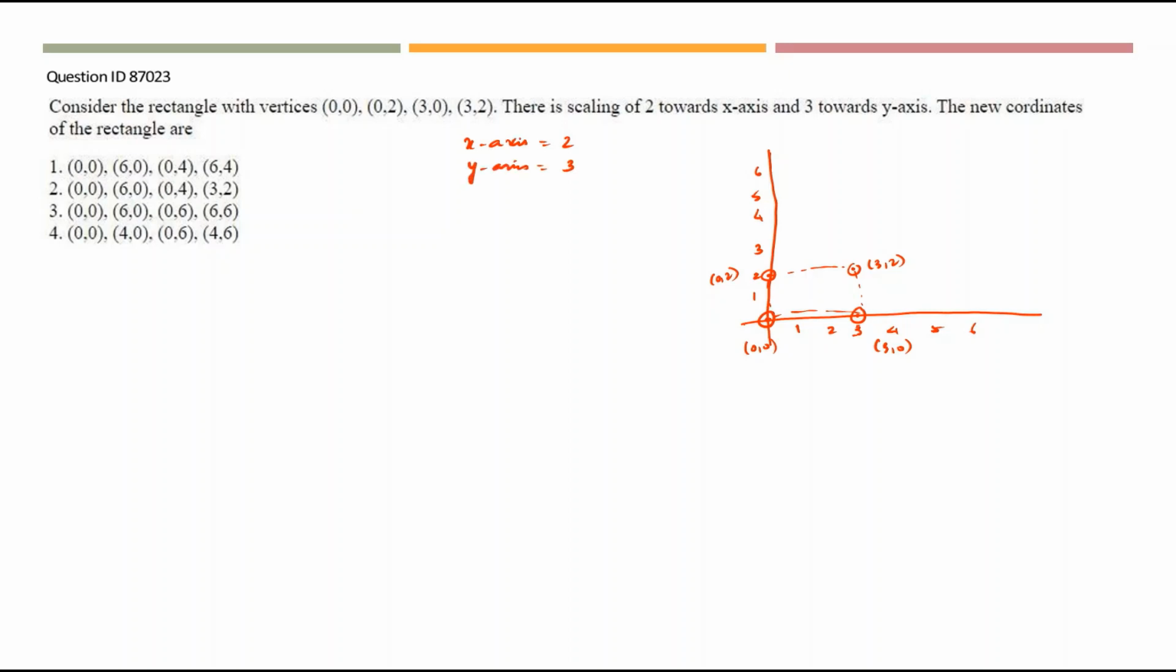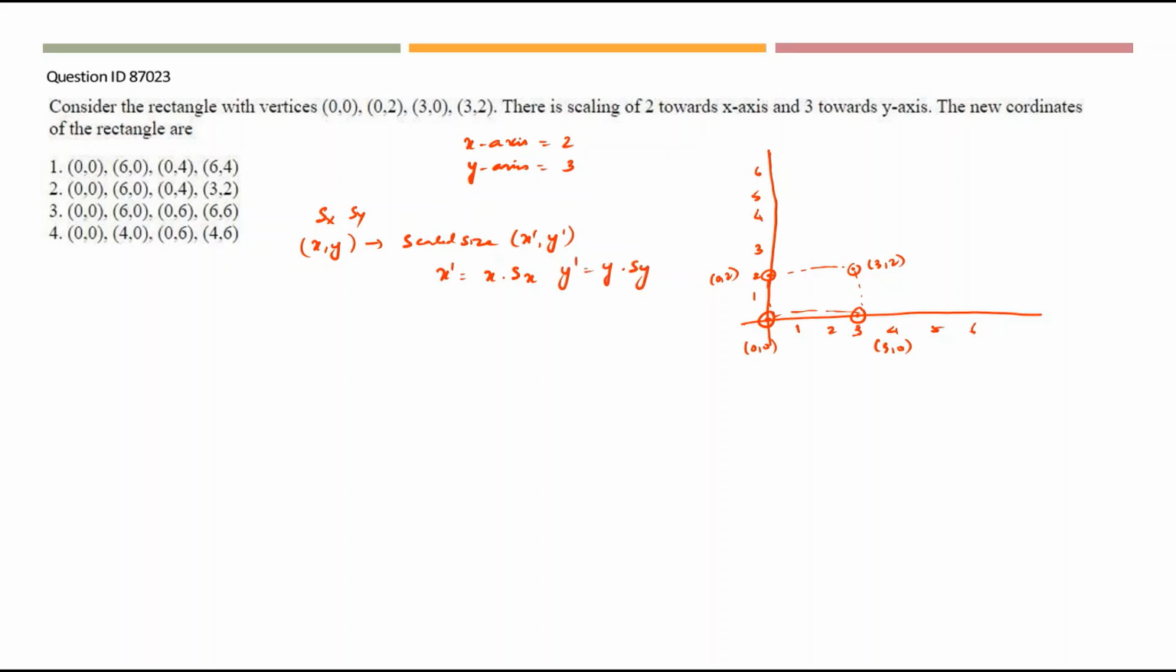The new coordinates of the rectangle are, we have seen about scaling transformation denoted by sx and sy. What is actually scaling transformation is, when we have a coordinate x, y, when it is scaled, the scaled size will be x', y', where x' is equal to x into sx, the scaling factor here, and y' is equal to y into sy.